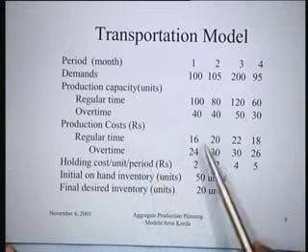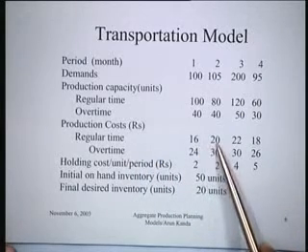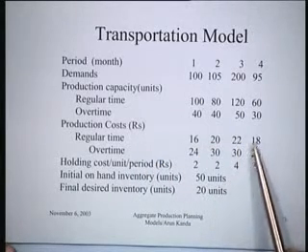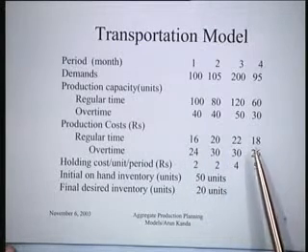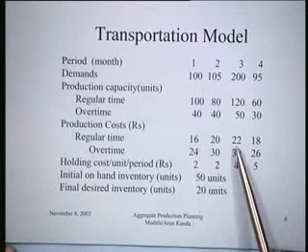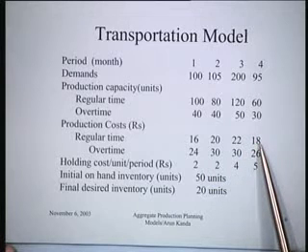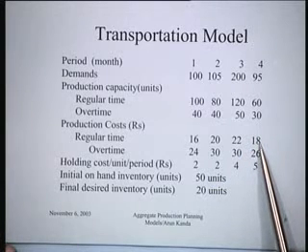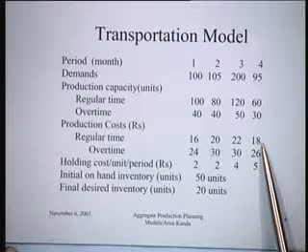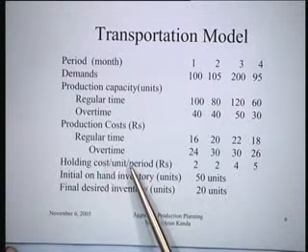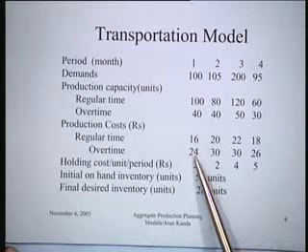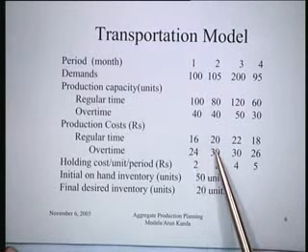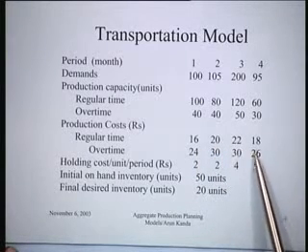Production costs on regular time are 16, 20, 22 and 18. So what we are assuming here is that production costs can vary with time. Normally you might expect them to increase, but they might crash in a certain period also for various reasons, depending upon the economy and depending upon the state of business. Similarly, in overtime, the costs are higher than this, 24, 30, 30, 26, typically higher.